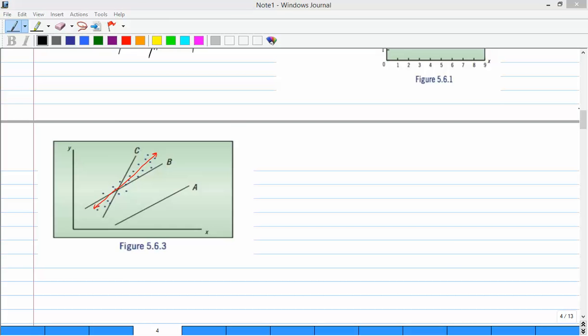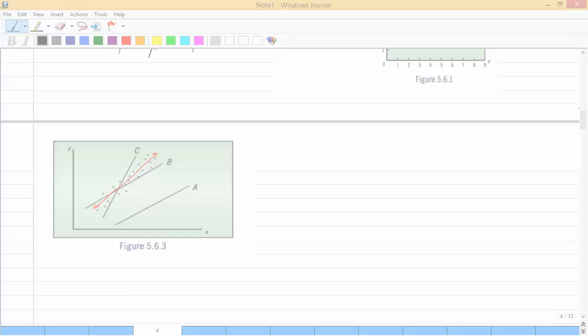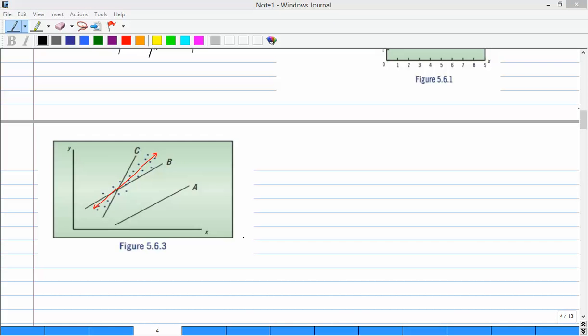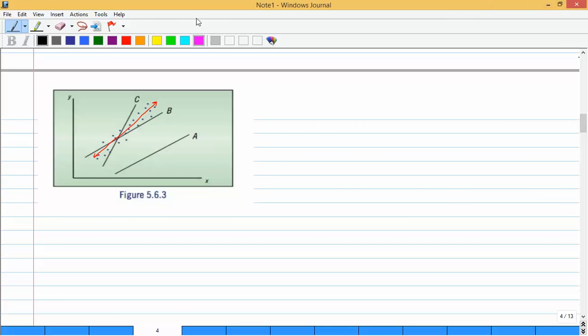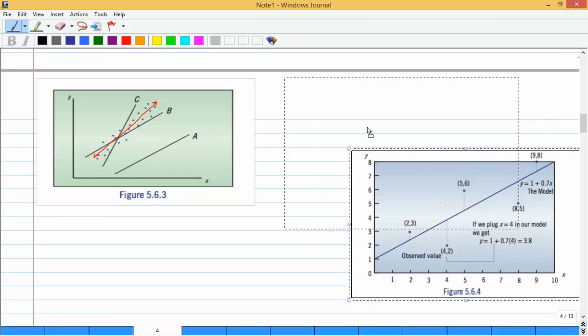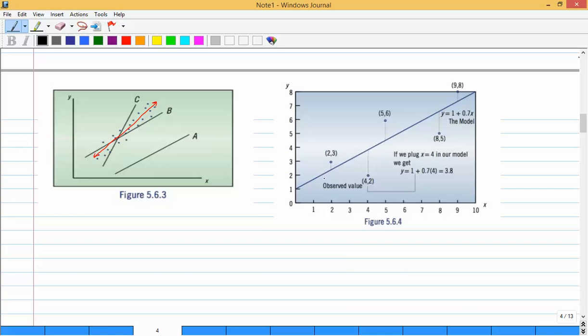Let me show you an example of what I'm talking about. Here's a data set that has x and y values. This is in your book on page 201. So this regression line, you can see we're looking at these data items and how close they are, or the margin of error here, to the line. So this is the line y equals 1 plus 0.7x.